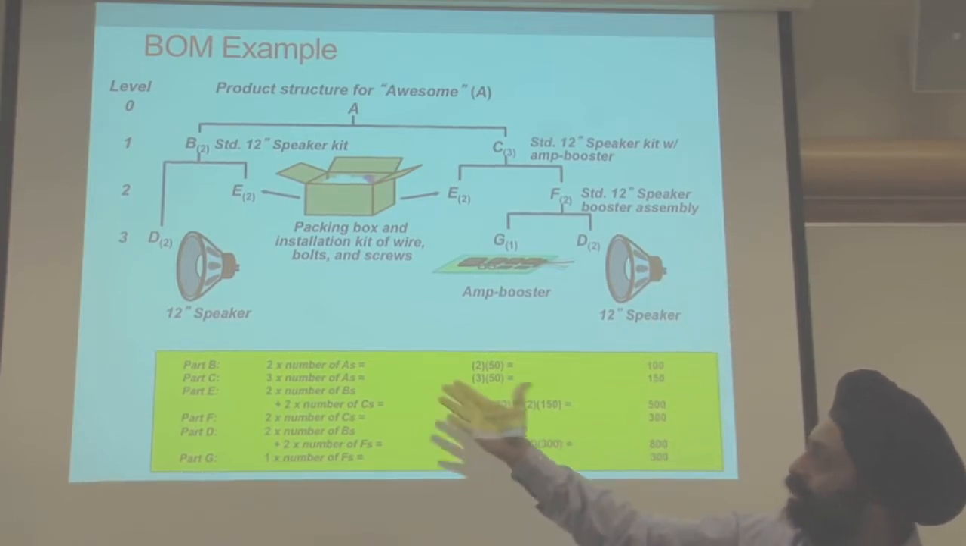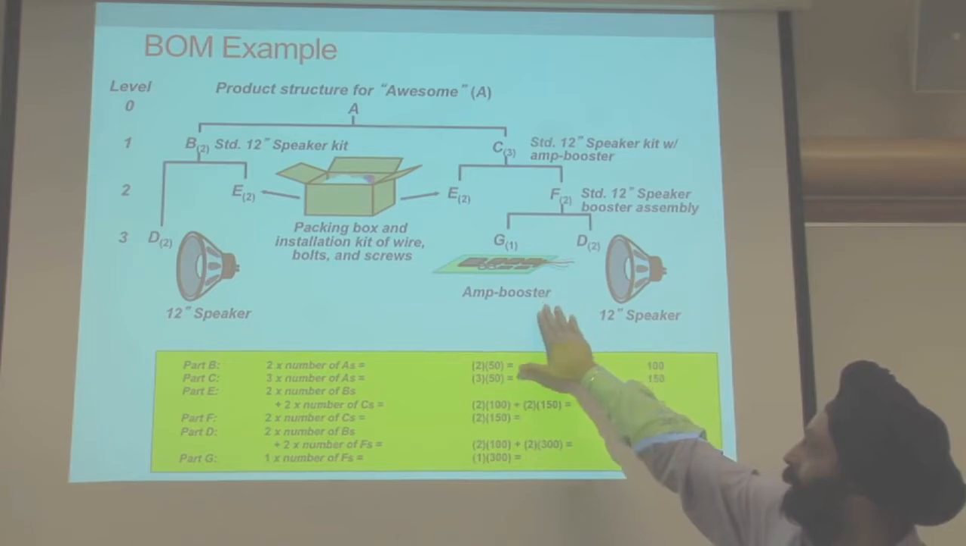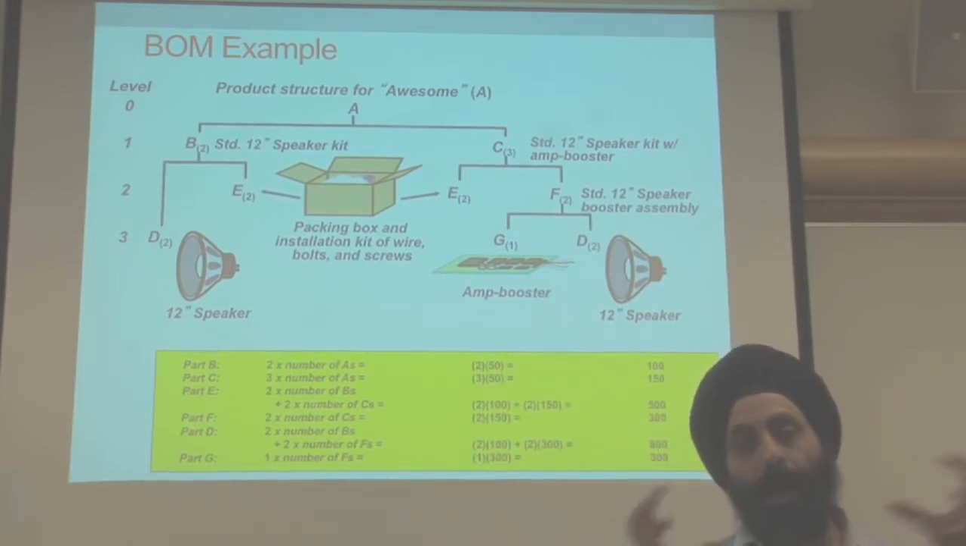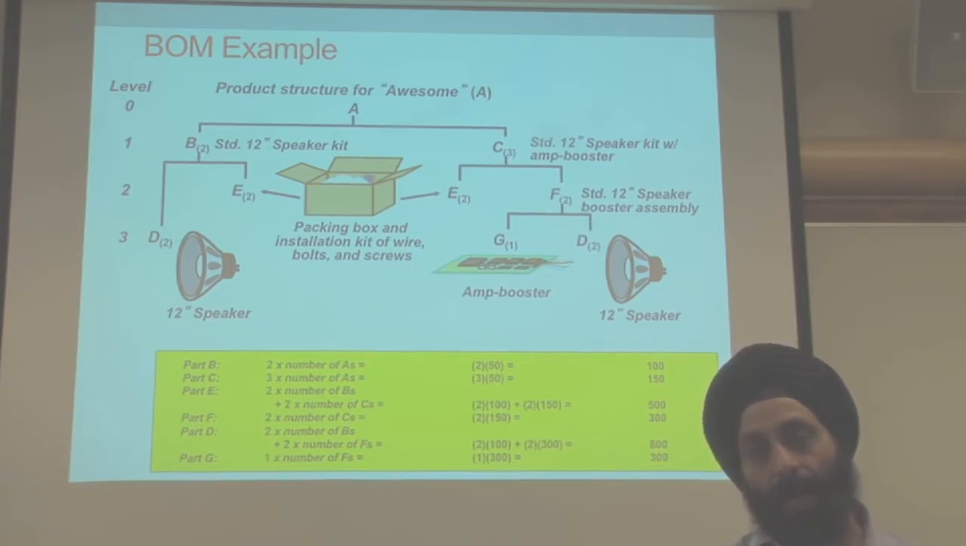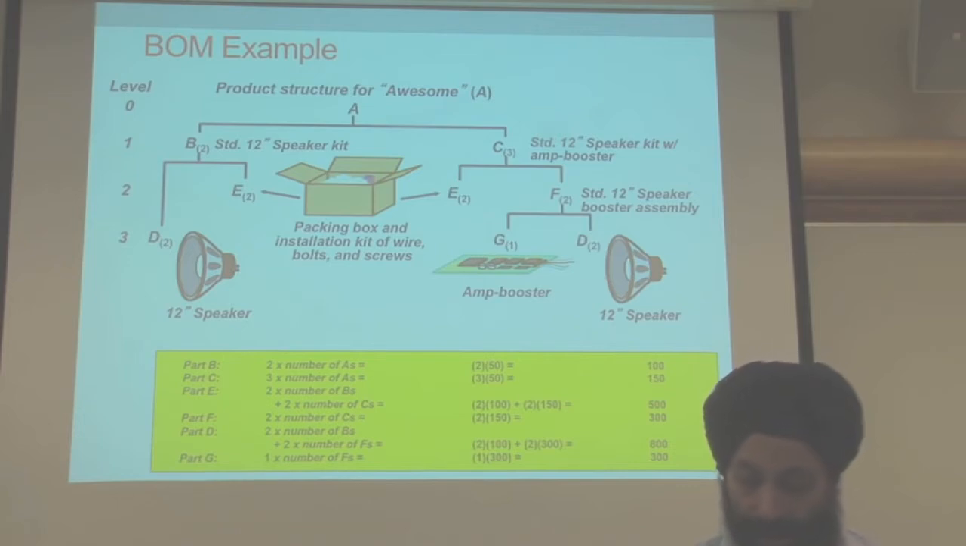And then part D, which is 12-inch speakers altogether, you need 800. And then part G, which is the amp boosters you need, is a total of 300. So that actually allows you to tell how much is needed, and what is needed, and how much is needed is being answered in this example.